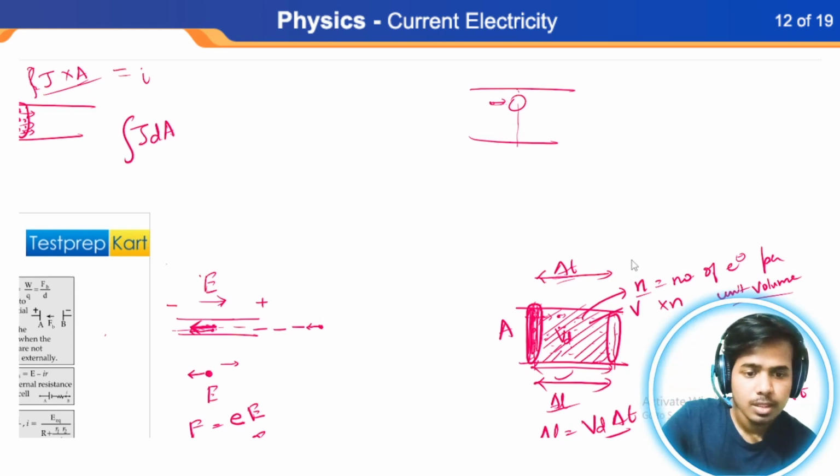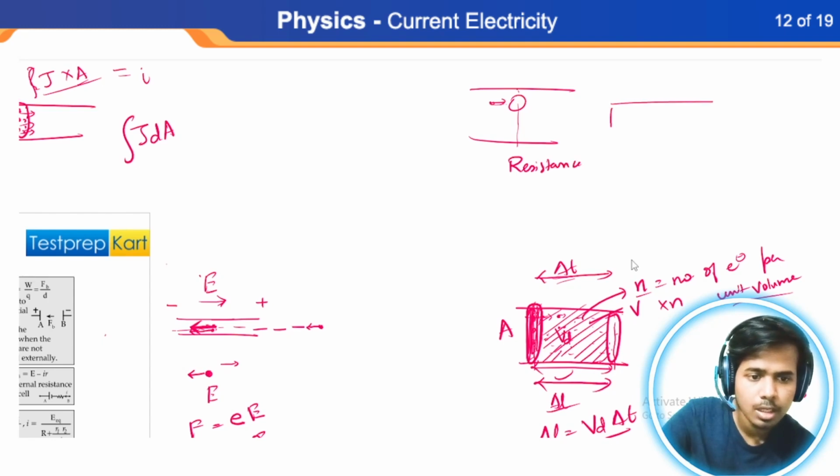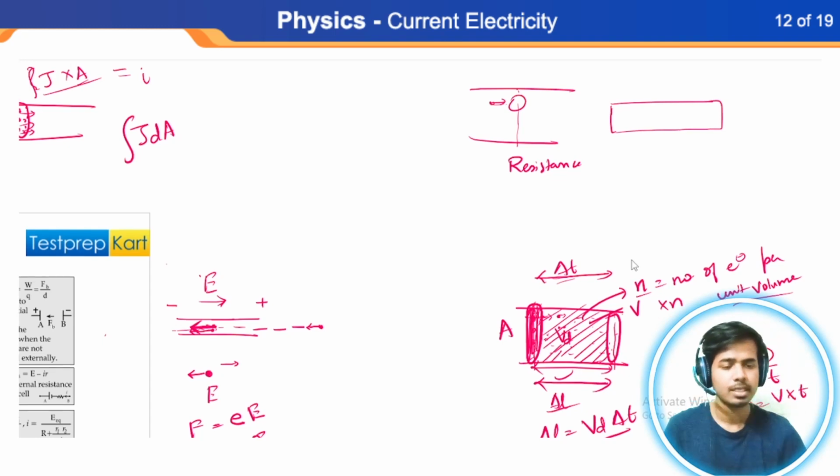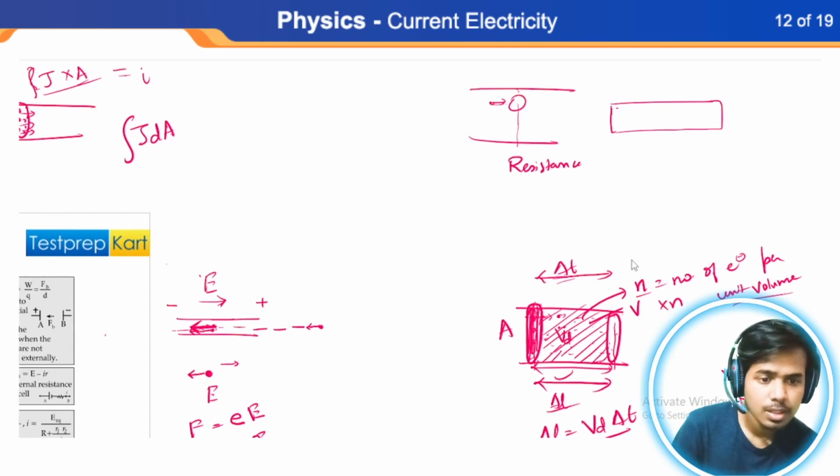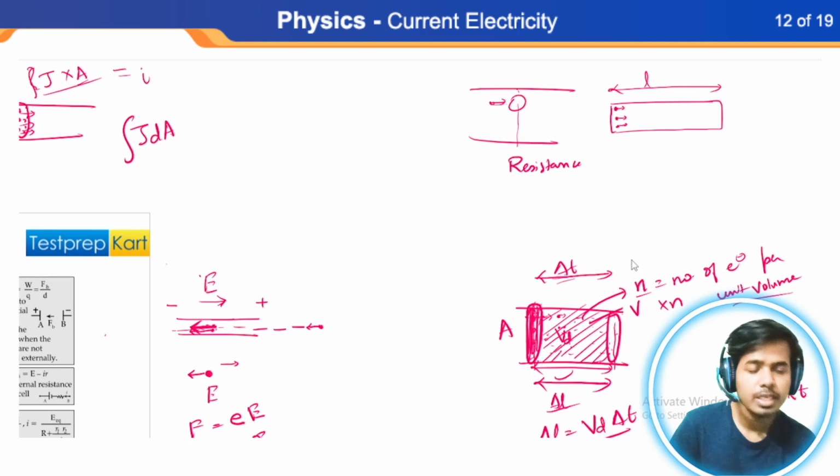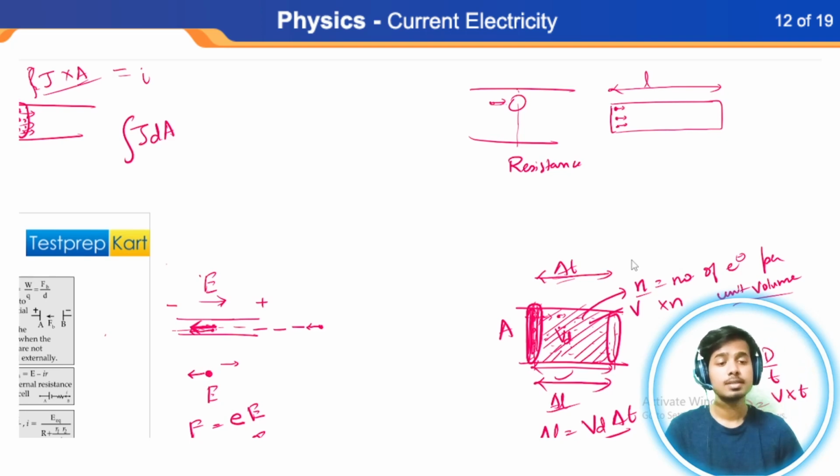First of all, this resistance, let's talk about it. Let's take a cylindrical piece of matter and we have to define resistance. First of all, if electrons are there and if the length is longer, do you think it will have to face more resistance?